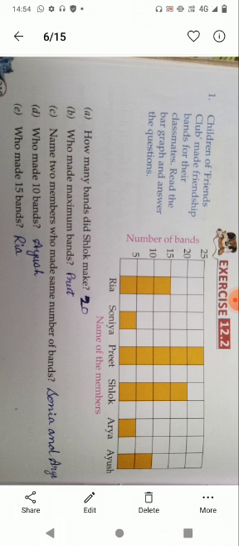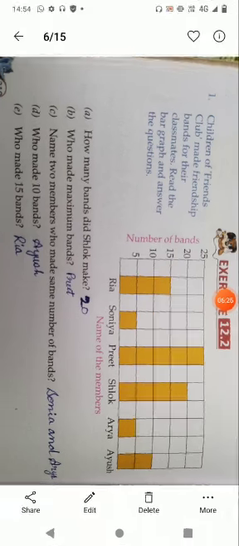Who made the maximum bands? Preet made the maximum bands, and the number is 25. Then afterwards, name 2 members who made the same number of bands. Sonia and Arya, they made only 5 bands. Who made 10 bands? You see, Ayush made 10 bands. And who made 15 bands? Riya made 15 bands.